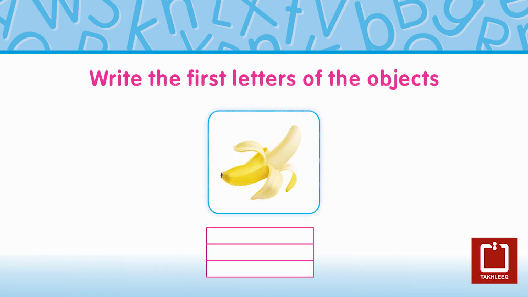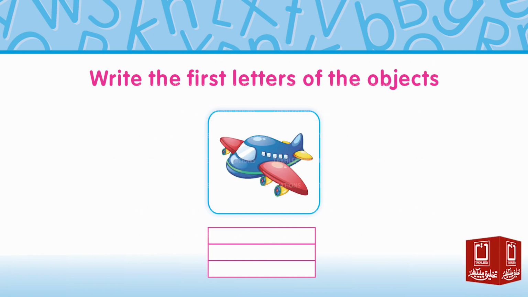This is the picture of a banana. Banana starts with B. So we write B on the lines. This is the picture of an aeroplane. Aeroplane starts with A. So we write A on the lines.